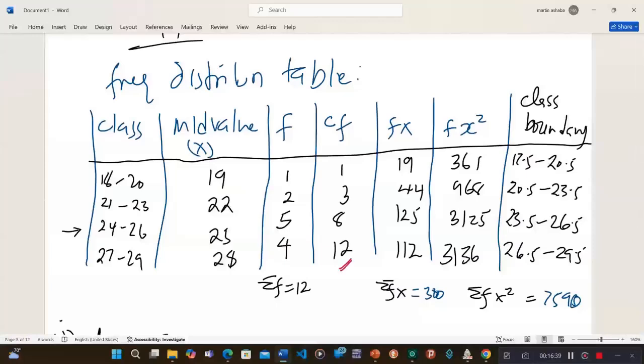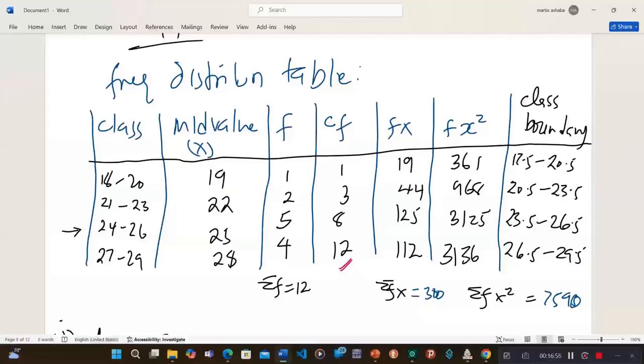Then how do we get fx? You get frequency times x. Just get this value of f. 1 times 19, you get 19. 2 times 22, you get 44. 5 times 25, you get 125. 4 times 28, you get 112.